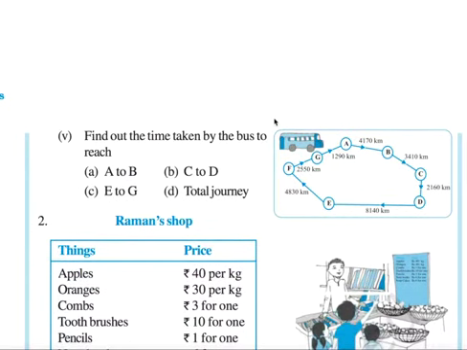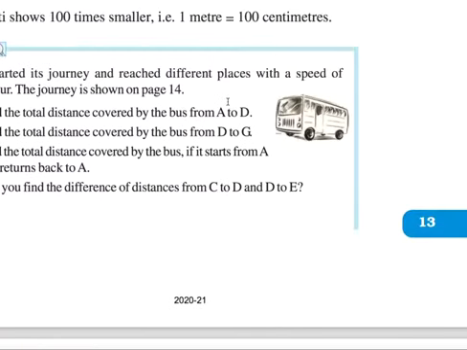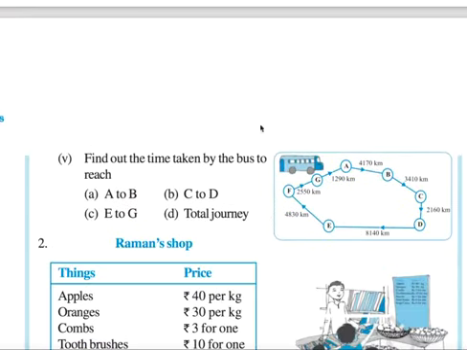Find out the time taken by the bus to reach A to B. That is 60 km/h, right? 60 km/h. This is 41070 km. What is distance?